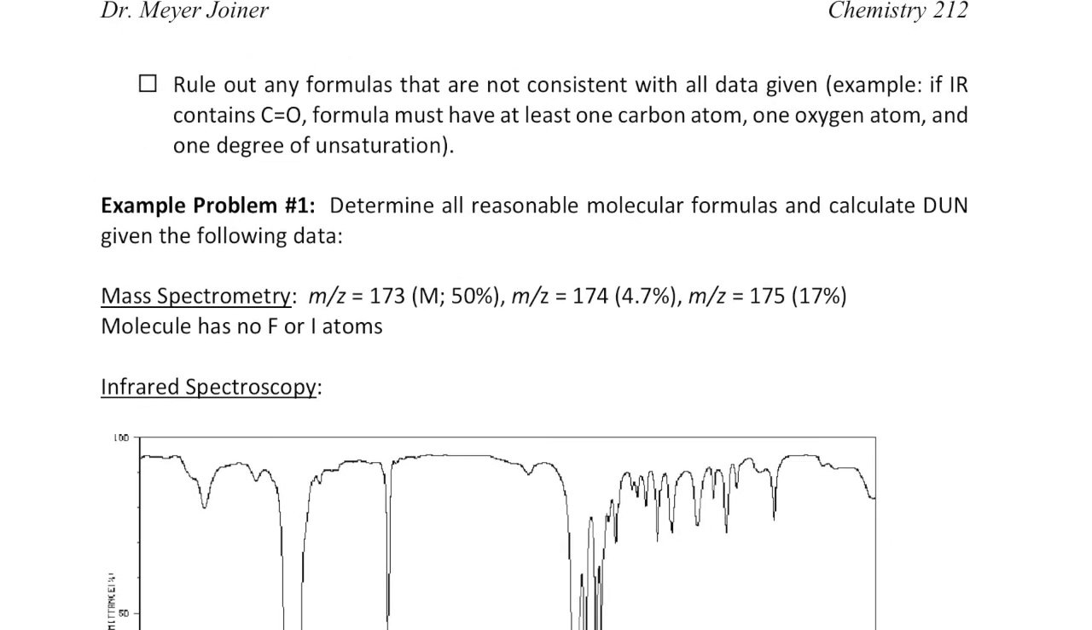One more tip that seems straightforward, but it's a good reminder. Rule out formulas that don't match your other data. So you're going to have reasonable formulas given the mass spec data, but most of your problems will be combined spectroscopy problems. So in other words, you might have also gotten an IR or an NMR, right? You might have calculated the DU, and in fact, we'll be doing a lot of that again. When you do that, rule out anything that doesn't match. Like if your IR shows clearly there's an OH, then you can look for the formulas that make sure they have an O in them, right? You can rule out the ones that have no O. So we'll do that in this problem.